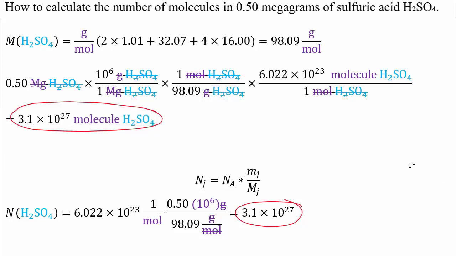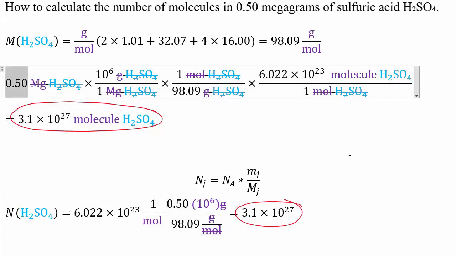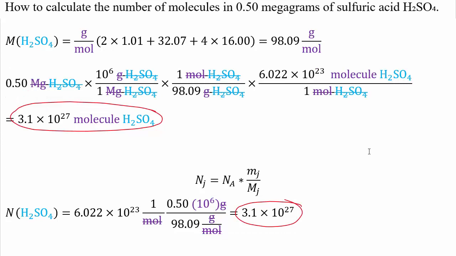Since the only real data is 0.50 megagrams, we count only two significant figures, and the answer is given in two significant figures because the 0 on the left is not significant, but the one on the right is.